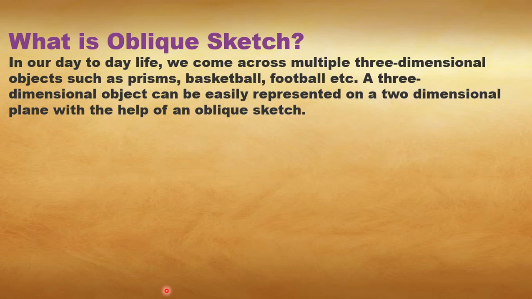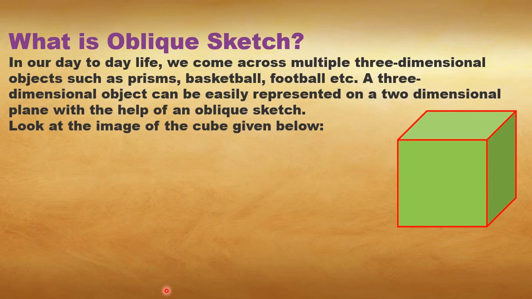As in our daily life we come across many three-dimensional shapes like basketball, football, dice, cube. So the three-dimensional objects can be easily represented on the two-dimensional plane, that is the paper, with the help of an oblique sketch. As we observe in this image, this is the image of a cube. How can we understand that this is the cube? As this picture or this sketch gives us an idea how the cube will look like. So this is an oblique sketch.